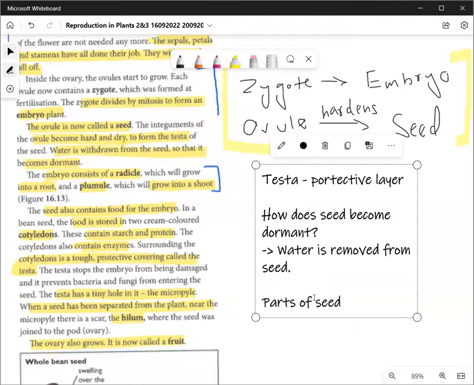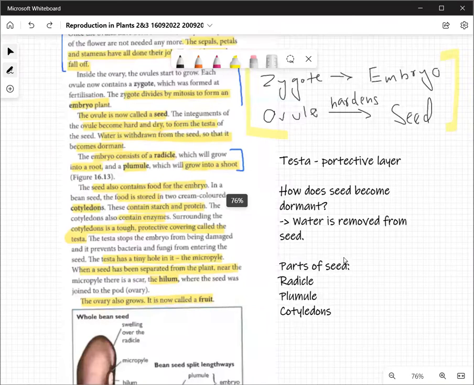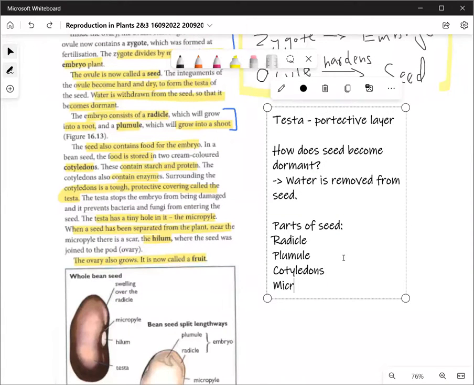Next thing is, you have 2 things, or let's say parts of seed. What are the parts of seed? You have the radicle, and you have the plumule, and the cotyledons, and you also have 2 more things, which are asked in the exam sometimes: the micropyle and the hilum. Now the radicle forms roots. Plumule forms shoots. Write all of this in your notebook.